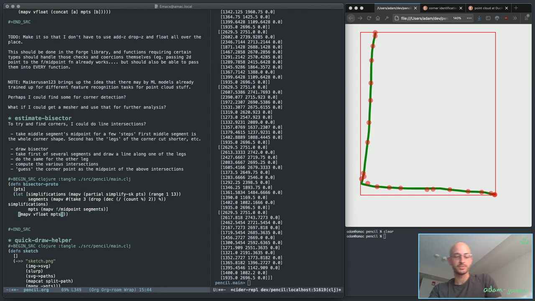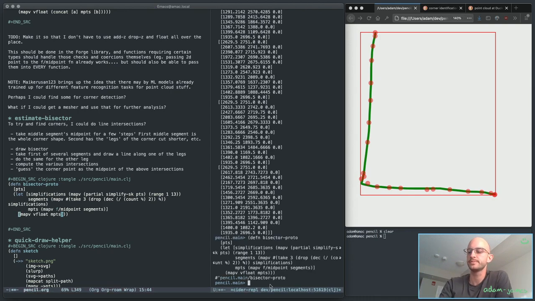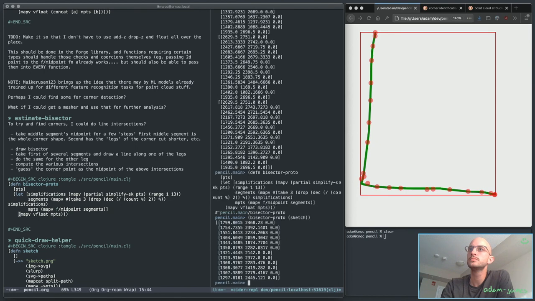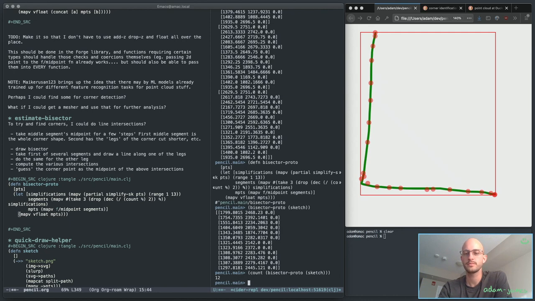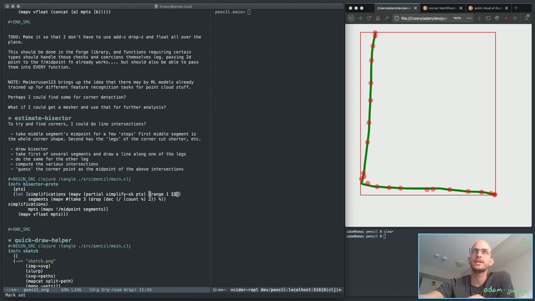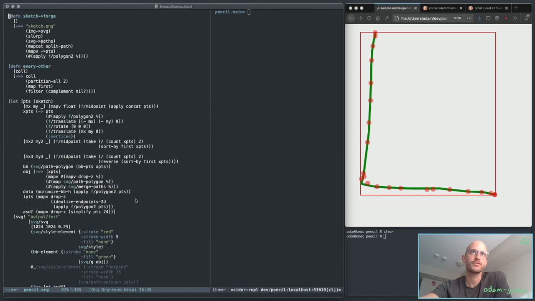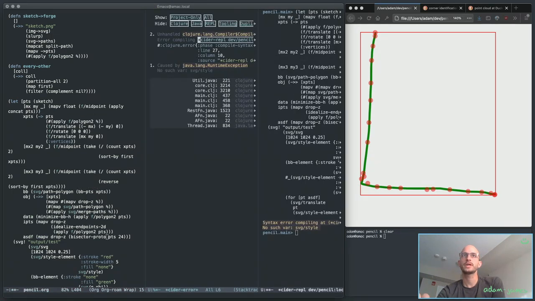Now, this should work. Oh, excuse me. Let's see. Okay. So that should be 13 points, I think. Or 12, I mean. Yeah. It's 12 because I have a range here. So using those points, I'm going to convert ASDF here to, instead of simplify sketch, bisector proto. No dice there, okay.